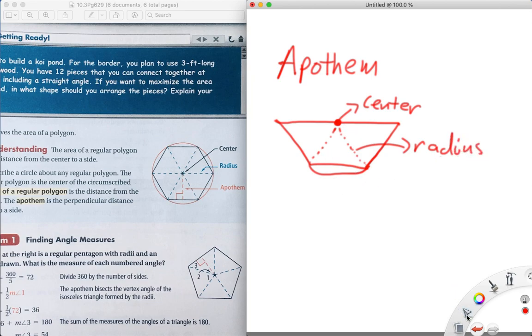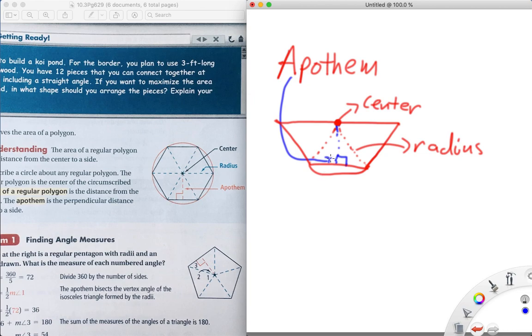And this other line is going to come from the center of the circle right in the middle of the side. It cuts this side in half. It also forms a 90-degree angle. It's perpendicular to the side. So it comes from the center and it's perpendicular to the side. That is called the apothem. So we have the radius, and we have the apothem. The apothem comes down from the center and forms a perpendicular intersection with the side. This is our side right here.